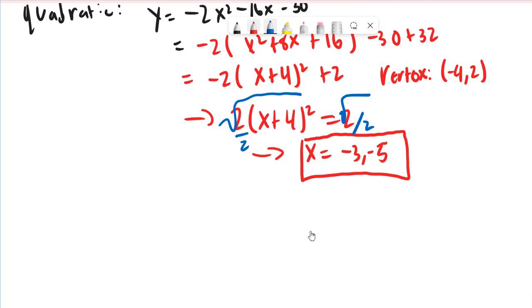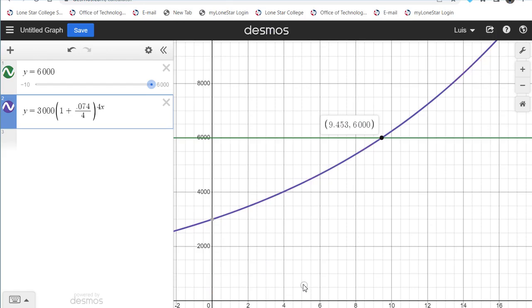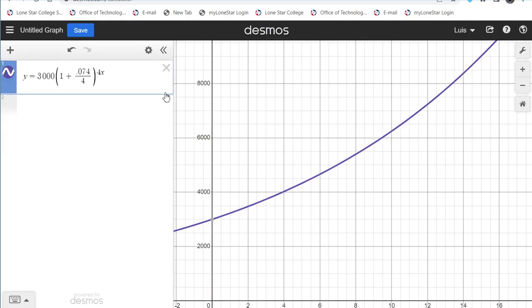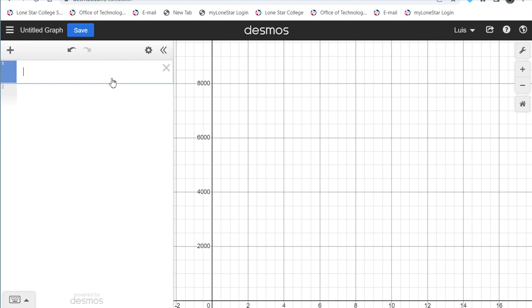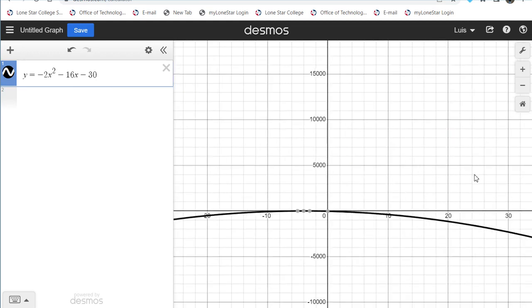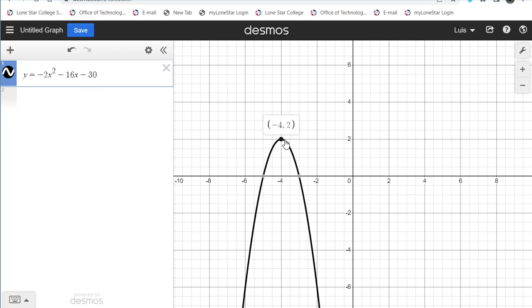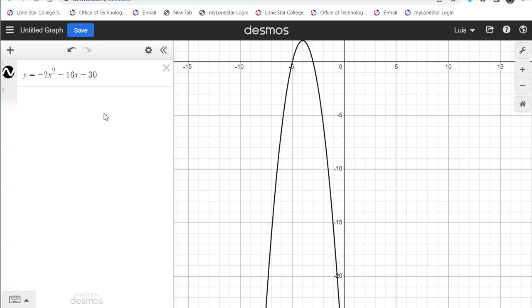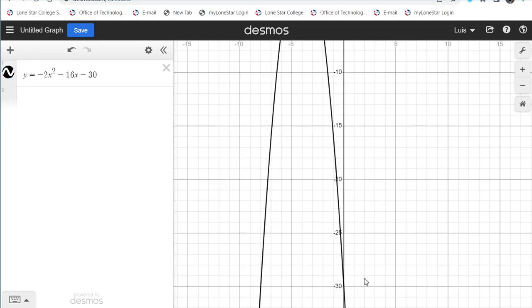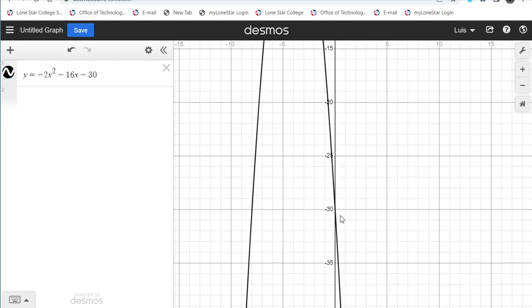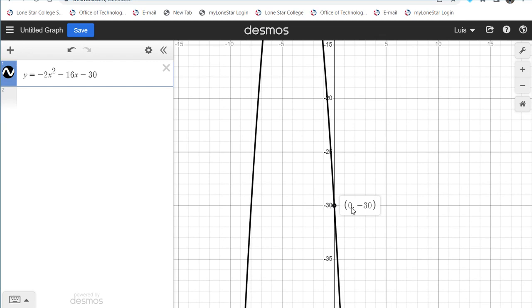So let's actually just use Desmos, because it'll be a lot quicker for me to graph it there, and then you can see what it looks like. So y equals negative 2x squared minus 16x minus 30, and let's go home. Okay, so there's the vertex, there's the x-intercept, there's the x-intercept. Where's the y-intercept? It's minus 30, right? So just go down, and there's minus 30. Okay, so that's the graph of that equation.